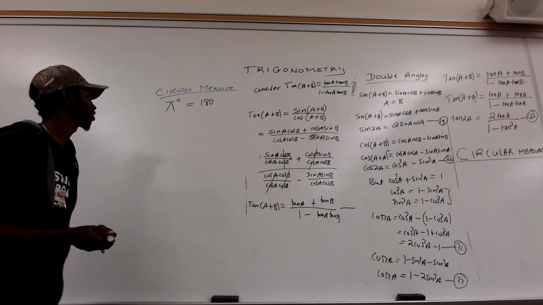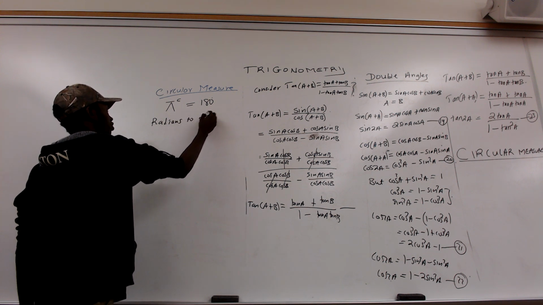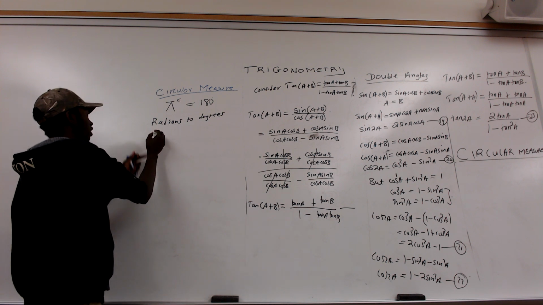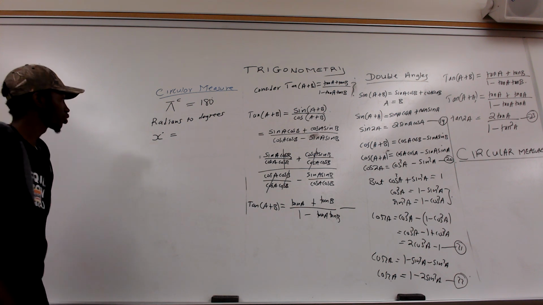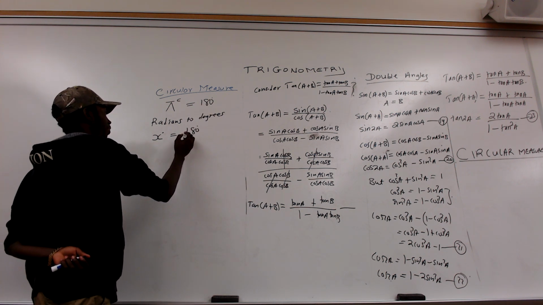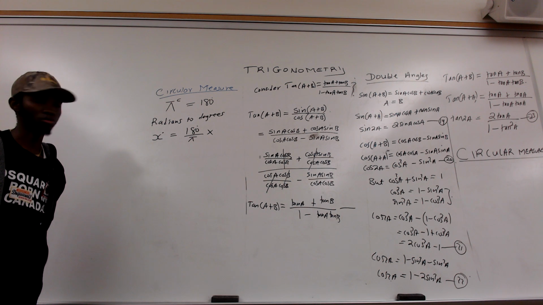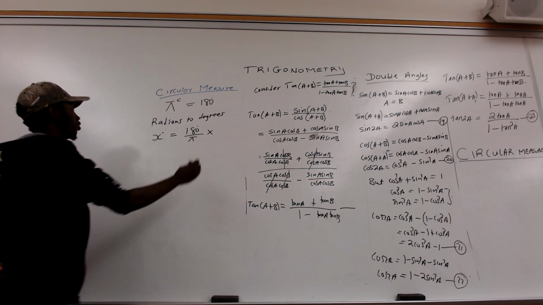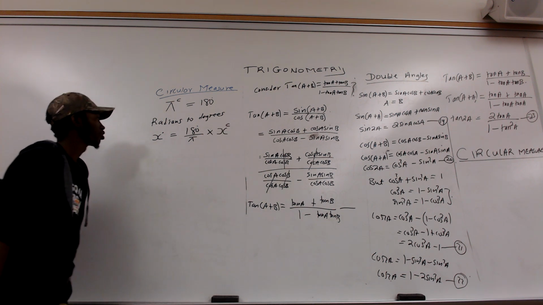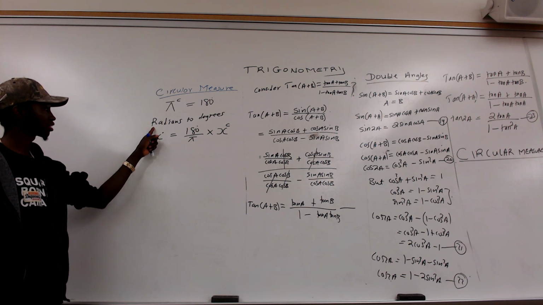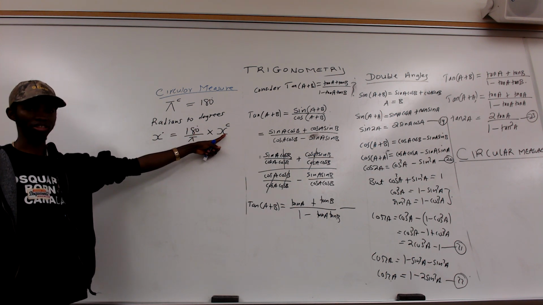Converting from radians to degrees, x degree is going to be, because we are finding degrees, 180 degrees divided by pi, multiplied by the circular value. So if we are looking for x, x is going to be 180 degrees divided by pi multiplied by the radian value given.